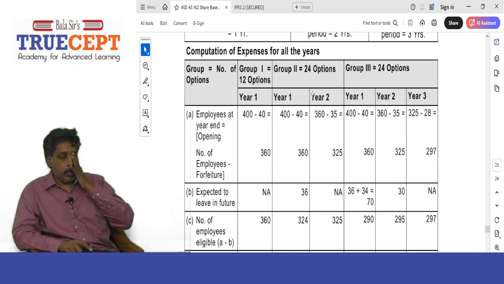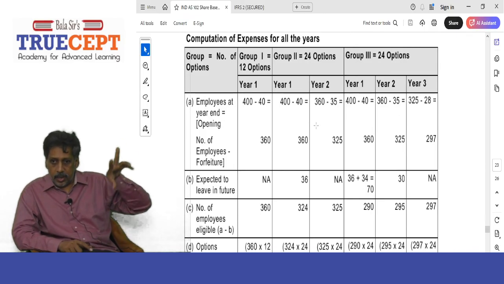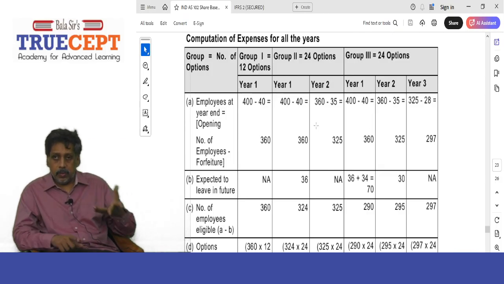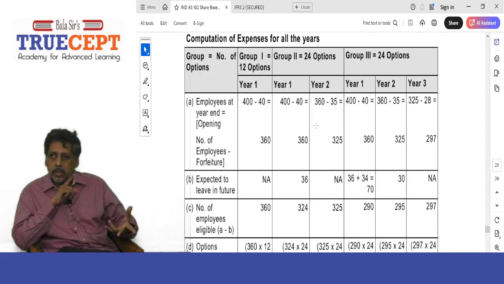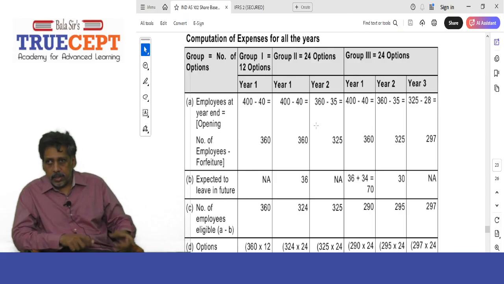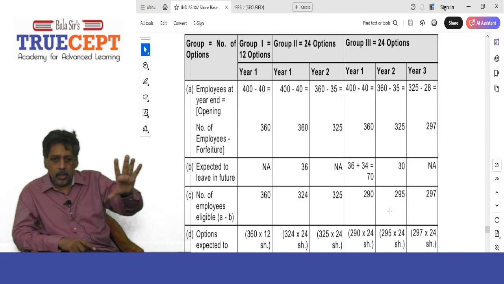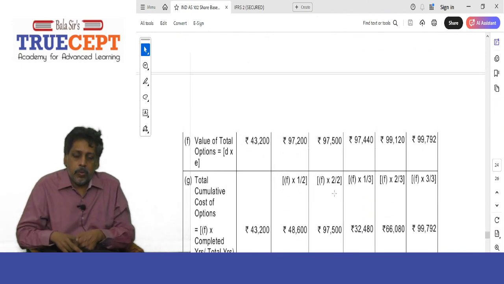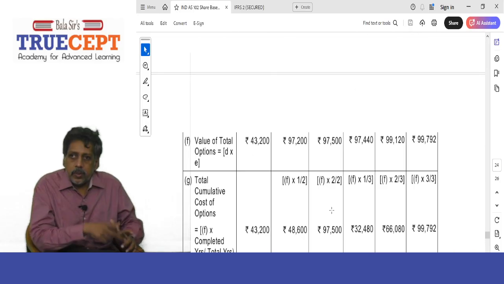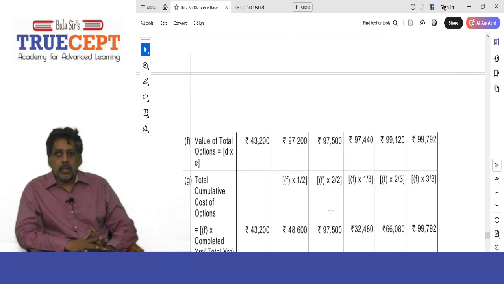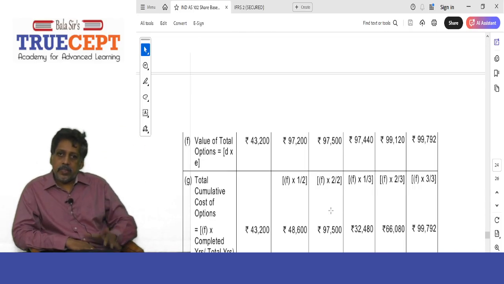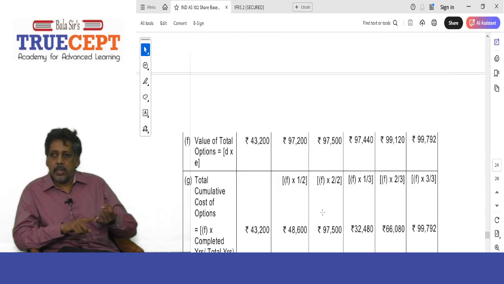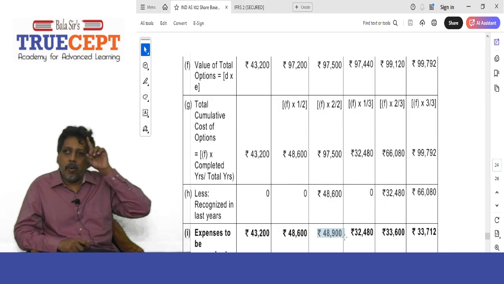Look at G2. 325 employees are actually there. That into 24 options in this group, that into rupees 12.5 per option, into 2 by 2, because it is 2 years vesting and we are in the second year. That will be the cumulative amount of expense to be recognized. How much do you get? 97,500. But of this, how much has been already expensed in the first year? 48,600. The balance, 48,900, will be the expense for the second year for G2.